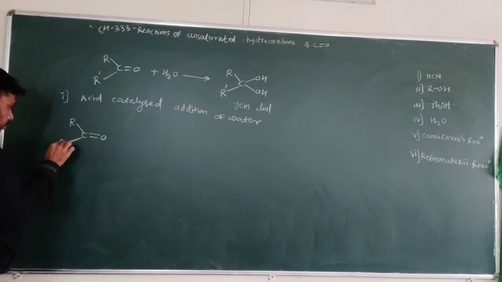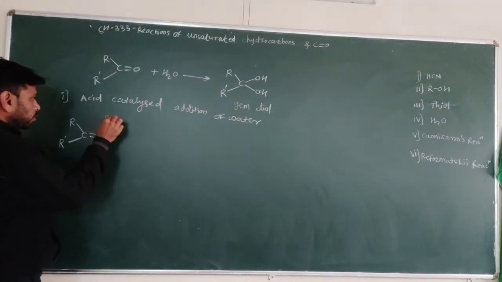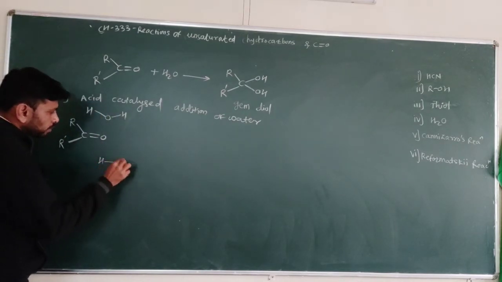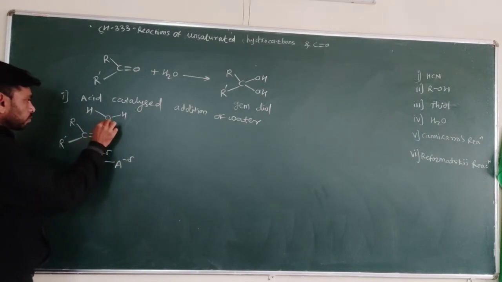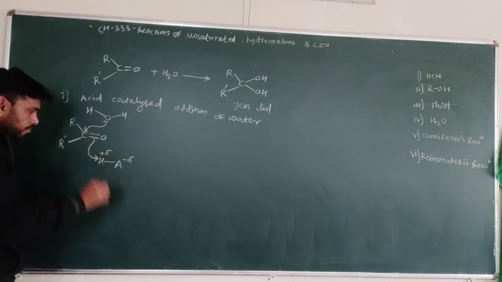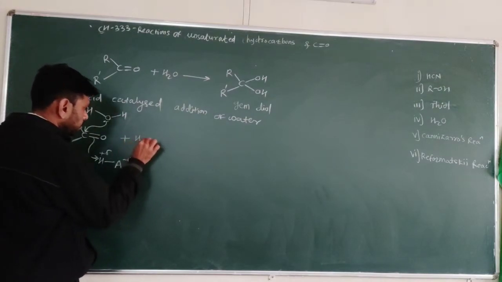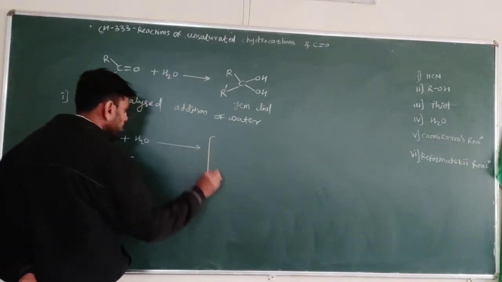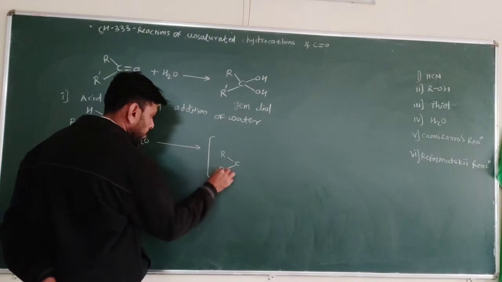the carbonyl compound, a general carbonyl compound we have taken here. Here a water molecule reacts with it, but acid catalyzed, so we have used acid here. When this reaction occurs, the abstraction of H plus is there, and there is formation of a transition state here. See this R, C, R dash.